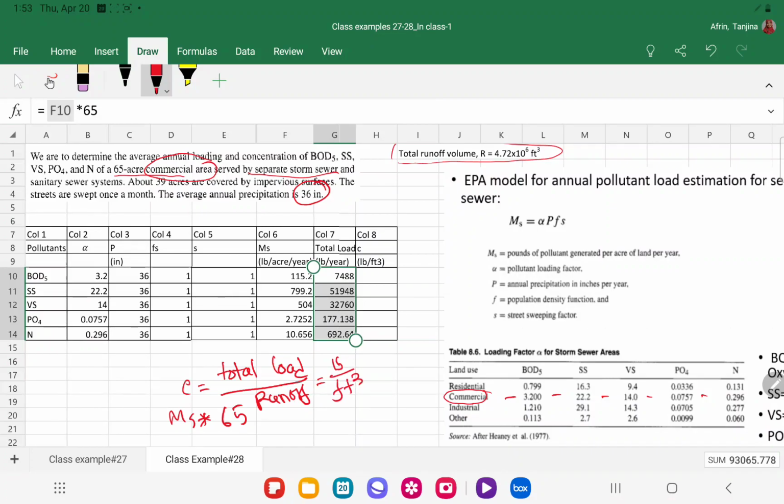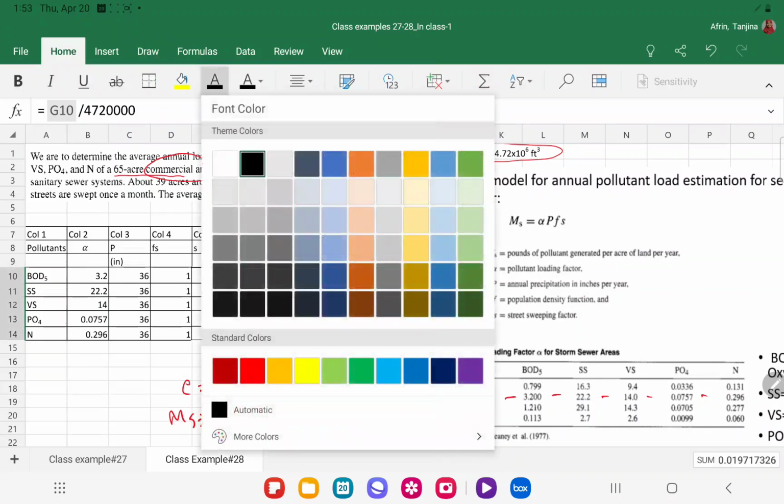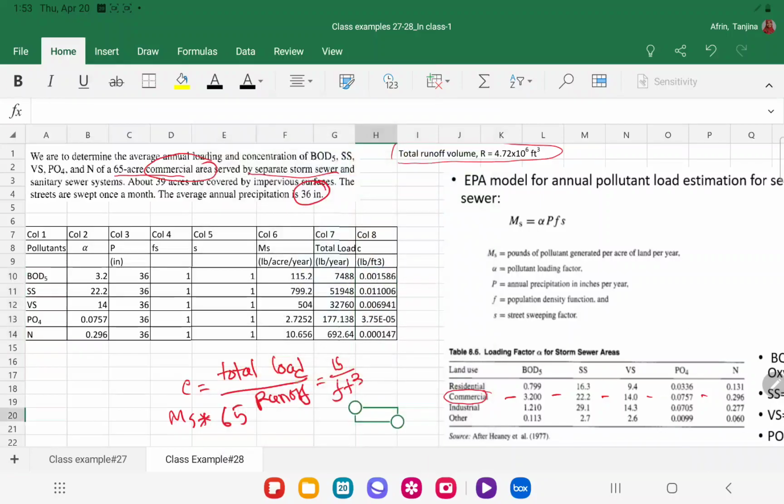Now how can I find out the total load? I already have load per year. I will just divide this load by that 4.72 times 10 to the power 6. You can see that here. Now we have all the values for that commercial area. If we use the separate storm sewer here, those will be the concentration of each pollutant annually. So that is class example 28. Thank you. Please go through these class examples and let me know if you have any questions. Bye.